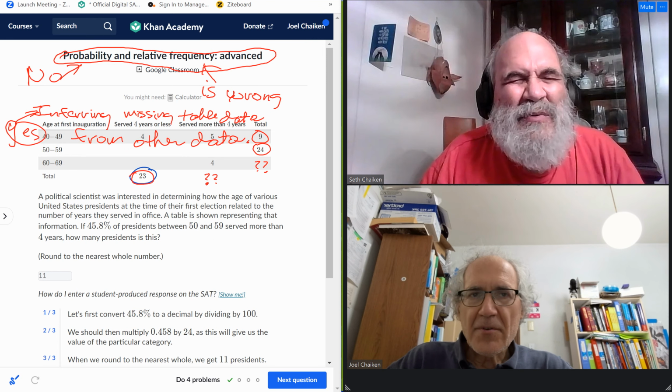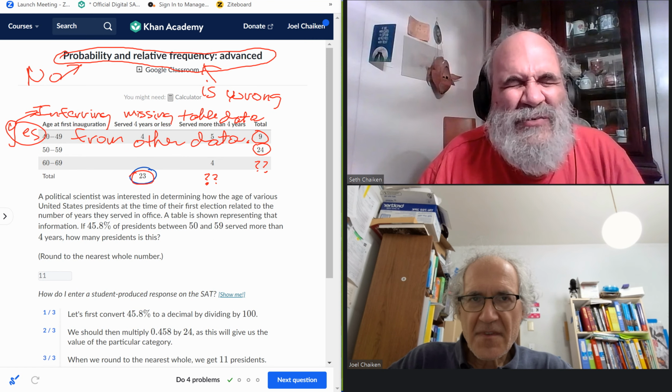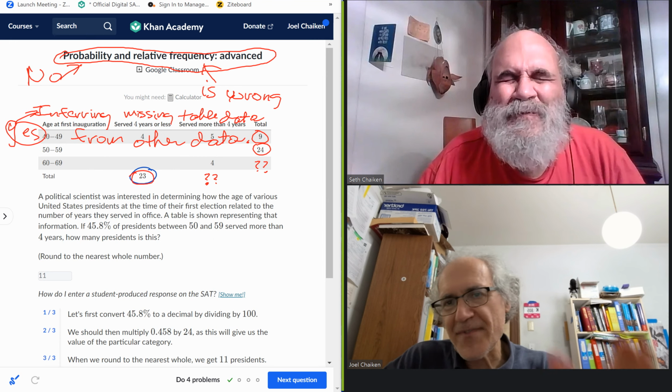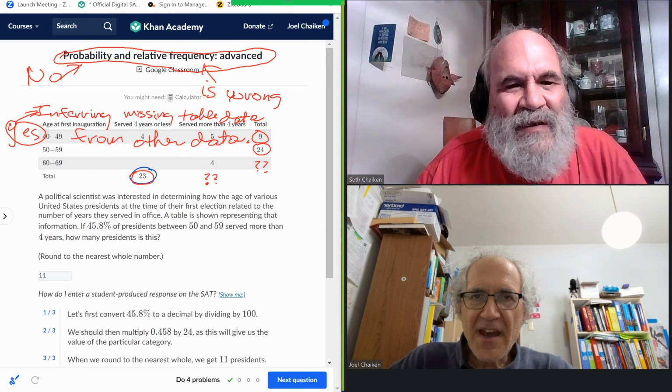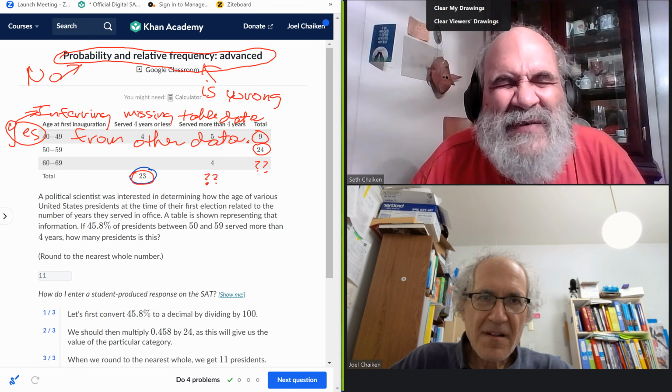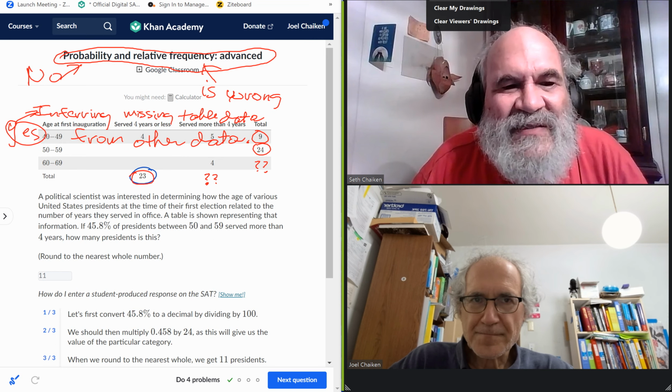Well, they're not probabilities. They are counts. But then you divide by the total number of presidents in the study, and then they become probabilities. So given the data.